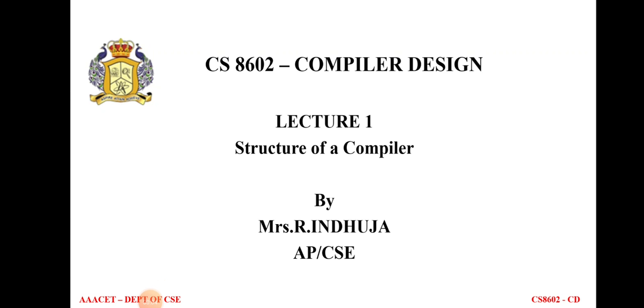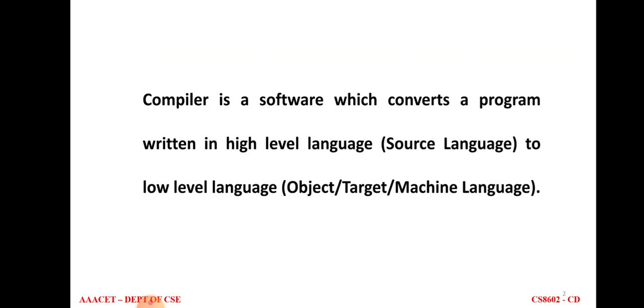In this video, we are going to see about the introduction of compiler and the structure of a compiler. Let us start with the compiler introduction. A compiler is nothing but a translator or software which converts a program written in one type of language, that is high level language, into another type of equivalent language, that is low level language.